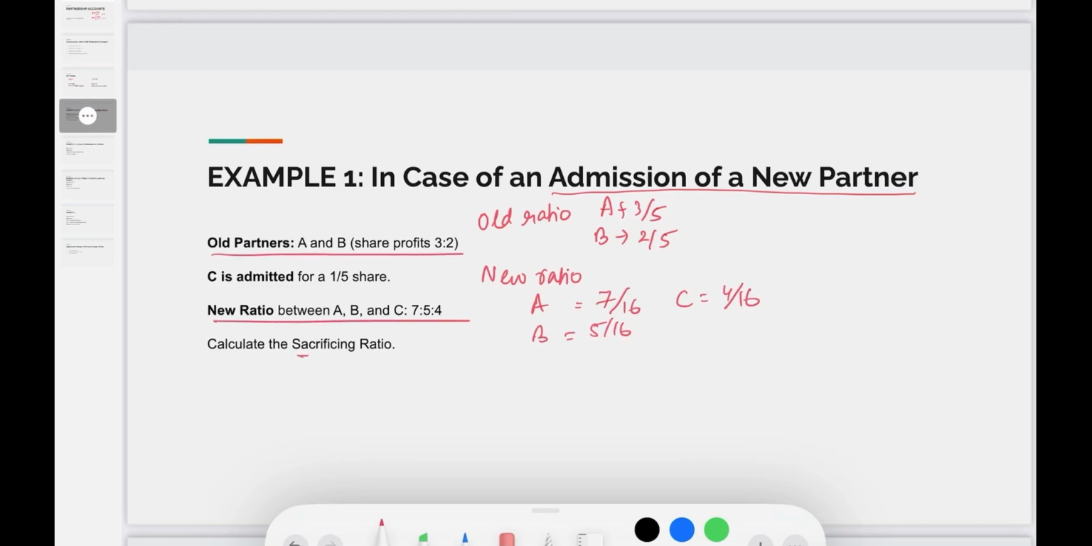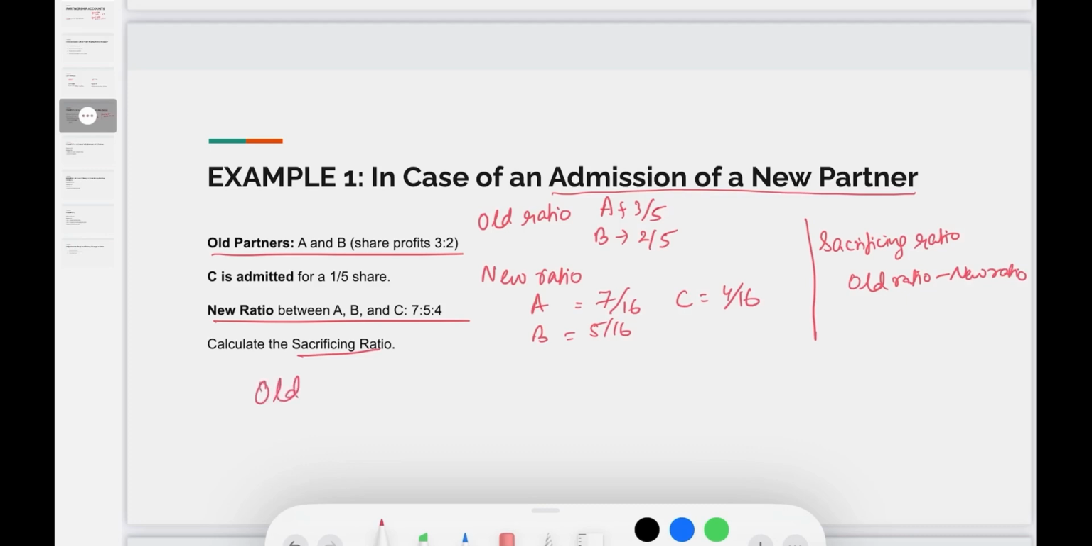Now in order to calculate sacrificing ratio, we have already studied that the formula of sacrificing ratio is old ratio minus new ratio. And this we need to calculate only for the old partners because they are the only ones sacrificing their part of share.